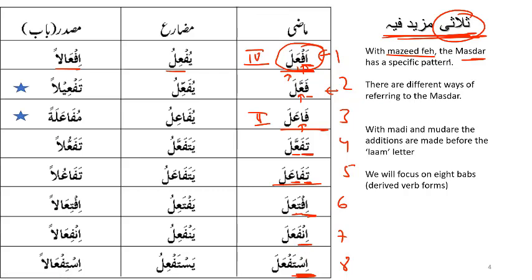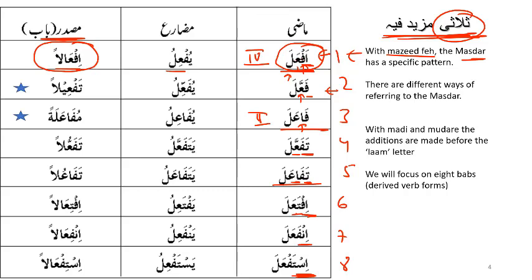So that's one point. Another point is that with all these mazid fi babs or derived verbs, by and large, the mastar follows a given pattern. So for verbs that follow this particular af'ala, yuf'ilu, if'alan pattern, the name of the action will always have this pattern. And we'll see this shortly.